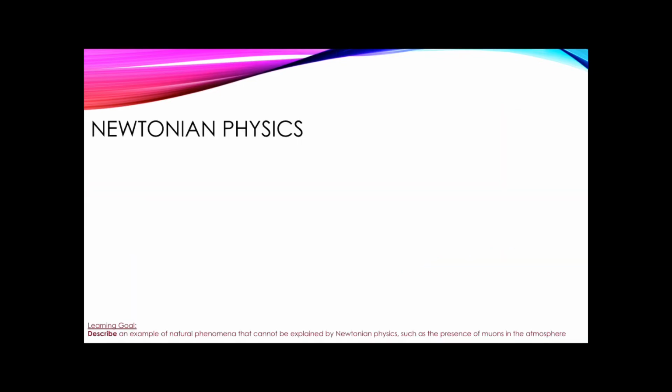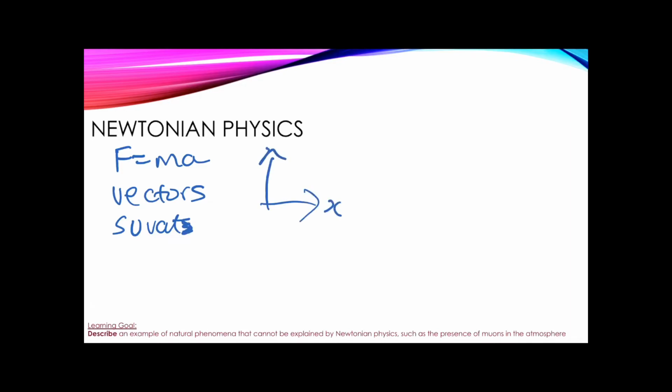So let's do a quick recap of Newtonian physics. What we know about Newtonian physics is basically everything we currently understand about motion from our physics course so far. So we've got our F equals ma, Newton's laws. We've got our vectors. We've got all of our SUVAT equations, so they're our kinematic equations or equations of motion. We've been looking at x, y coordinates. Some of you in Specialist have been looking at the x, y, z plane.